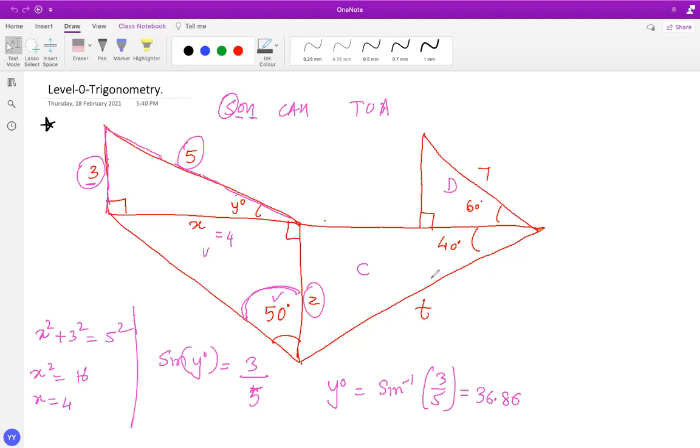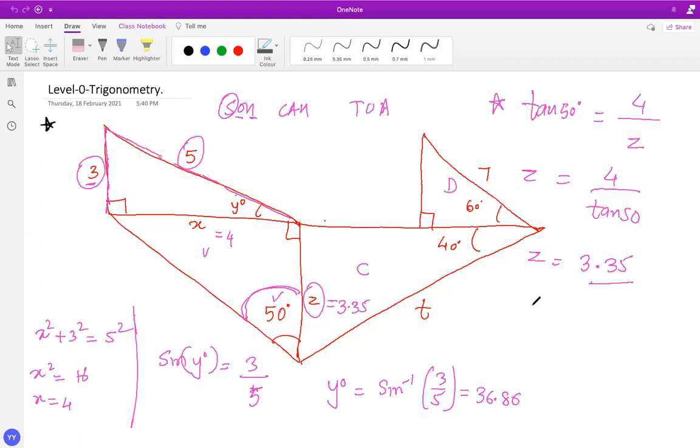The adjacent side. So if I look at the simple trigonometric ratio, here it is tan of 50 degrees, which is opposite, 4, over adjacent, z. I can use the calculator to find the missing value. If I make z the subject, it is 4 over tan 50. Using the calculator, this comes to 3.35. So the answer for z is 3.35.